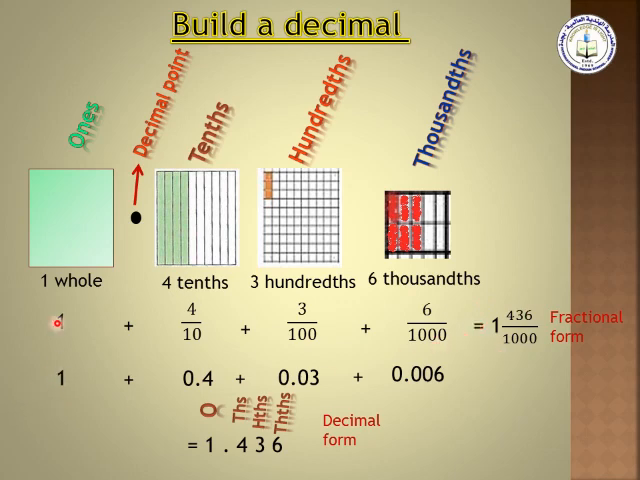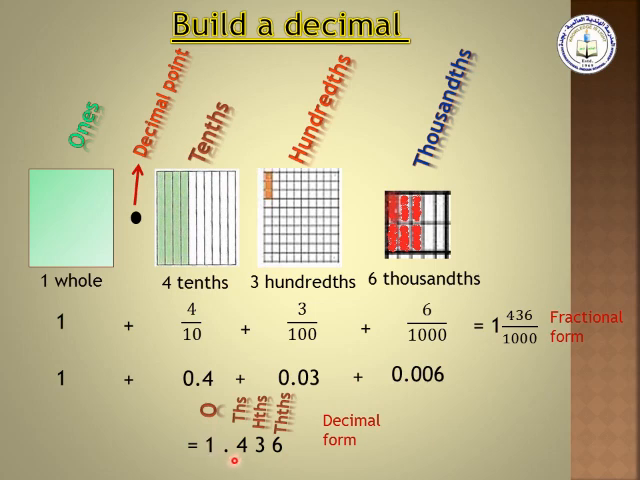Next, decimal form. 1 is a whole number, so we can write the same 1, plus 4 divided by 10. Here 10, only one zero, so after the decimal point only one digit, 0.4, plus 3 divided by 100. 100 has 2 zeros. So after the decimal point, 2 digits. Here, only 1 digit, that is 3. So, we should add one more 0. So, 0.03, plus 6 divided by 1000. There are 3 zeros. So, after the decimal point, we should write 3 digits. Only 1 digit here. So, we should add 2 more zeros, 0.006.